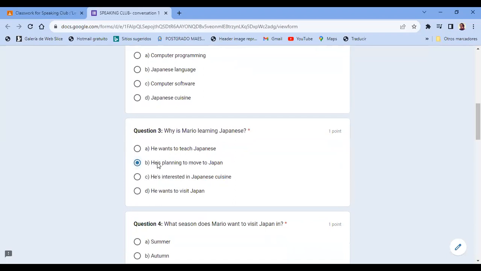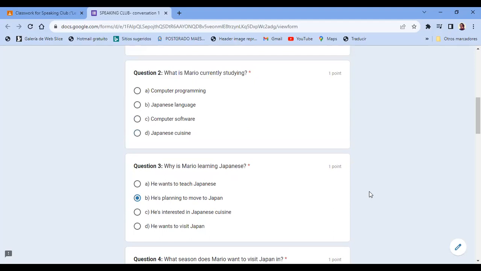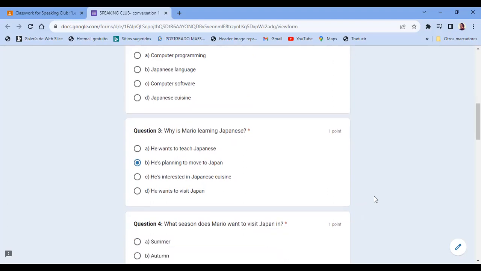What do you think in number 3? The A, B, C, or D? Teacher, because why is Mario learning Japanese? Mario wasn't learning Japanese. Okay, so if you have that idea, which of those ones would be the most related? Yeah, but it's about Mario. Mario doesn't want to go to Japan. Okay. You got it?